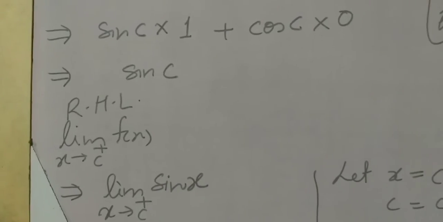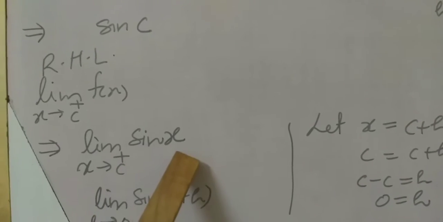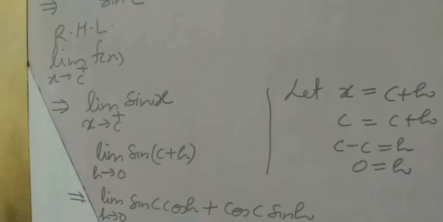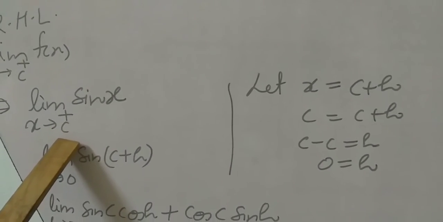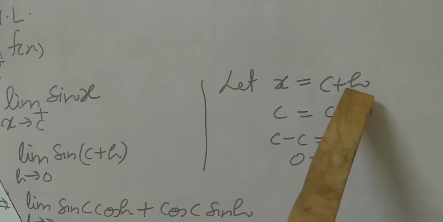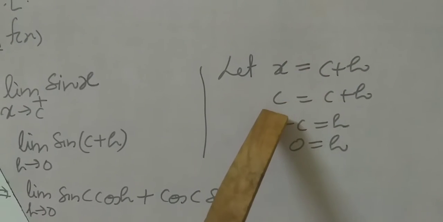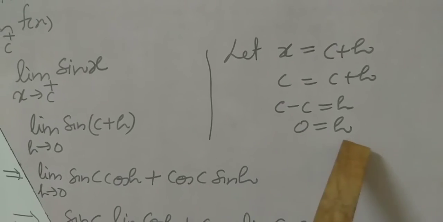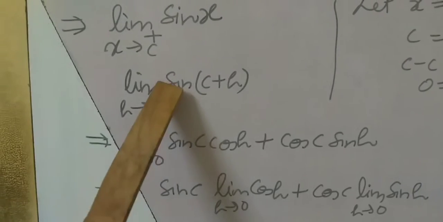Similarly student, let us find the RHL. The limit as x tends to c from the right of f(x), which is the limit as x tends to c from the right of sin x. Let x = c + h, because we will take the value of x a little bit more than c. h is a very small value, therefore x = c + h, and h tends to 0. That's why we write the limit as h tends to 0 of sin(c + h).